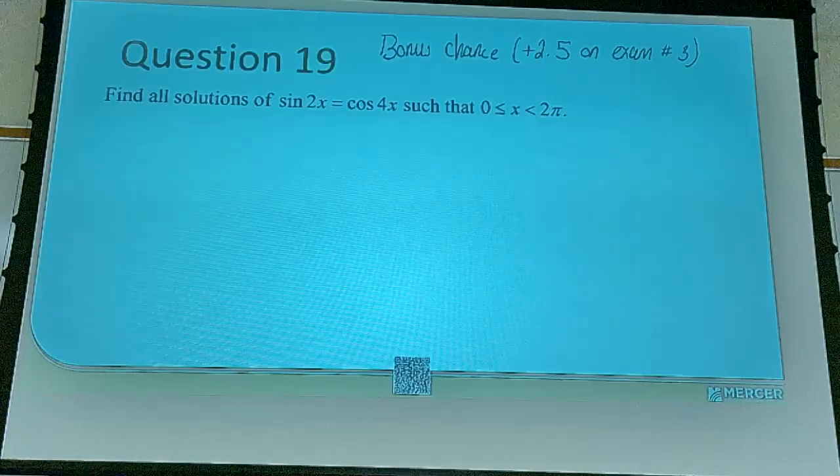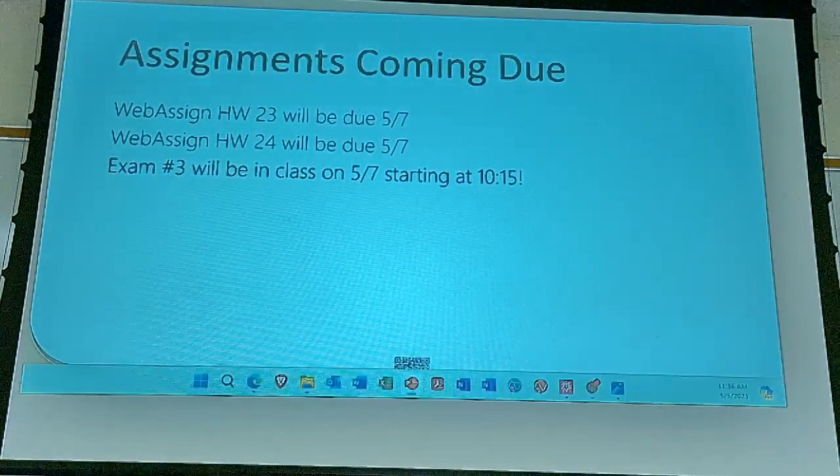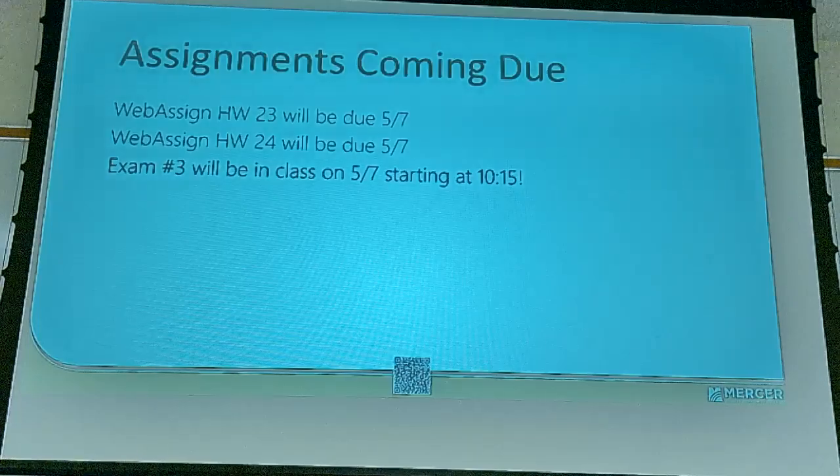You do have 2 homework assignments. You have your product to sums on the product homework, that's number 23, and then solving equations, that's number 24. They're both due on the 7th before the exam starts. The exam is scheduled for Wednesday, 10:15 to 12:15 in this room.